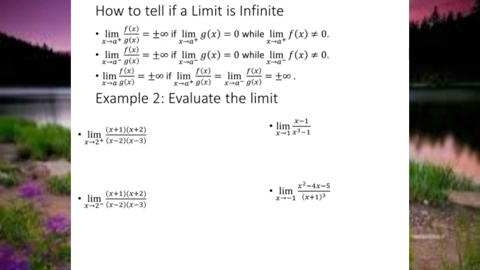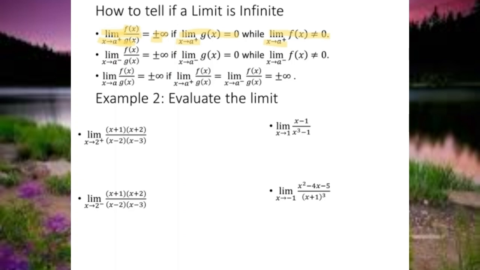Now, without relying on a table or a graph, how can we tell if a limit is infinite? The way we can tell is as follows. If we're taking the limit as x approaches a from the right of f of x over g of x, it's going to equal positive or negative infinity if g of x is approaching 0, but f of x is not approaching 0.